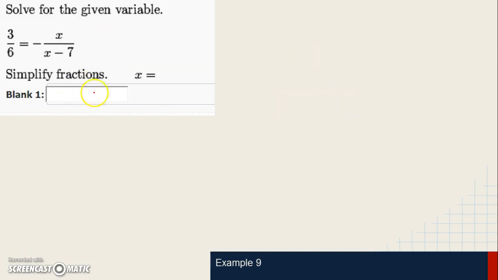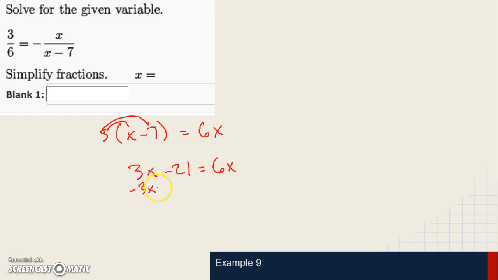Example number 9. You're going to cross multiply here, and we get 3 times x minus 7 equals 6 times x, which is 6x. After we simplify by distributing, we have 3x minus 21 on this side equals 6x. 6x is larger than 3x, so I'm going to subtract 3x to get the variable on one side. I have negative 21 equals 3x, and I'm going to divide by 3, and I know that x equals 7. Oh, actually, negative 7.